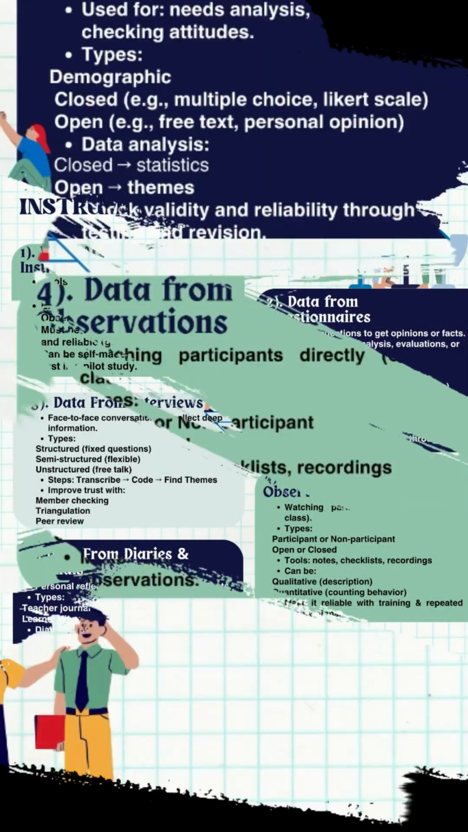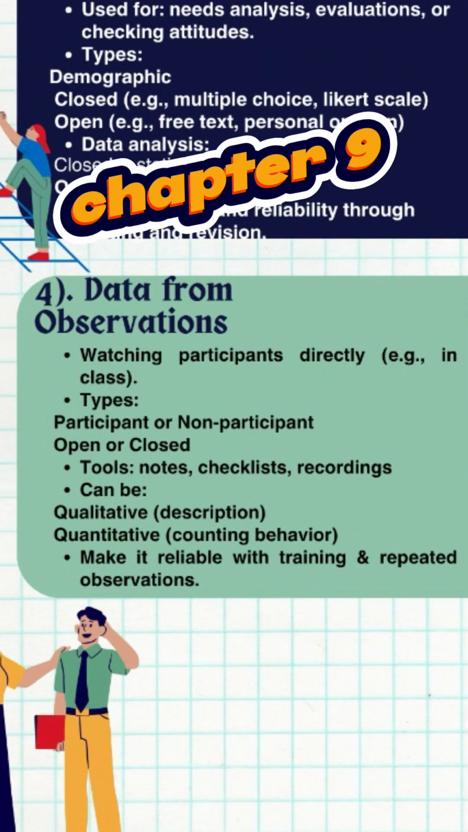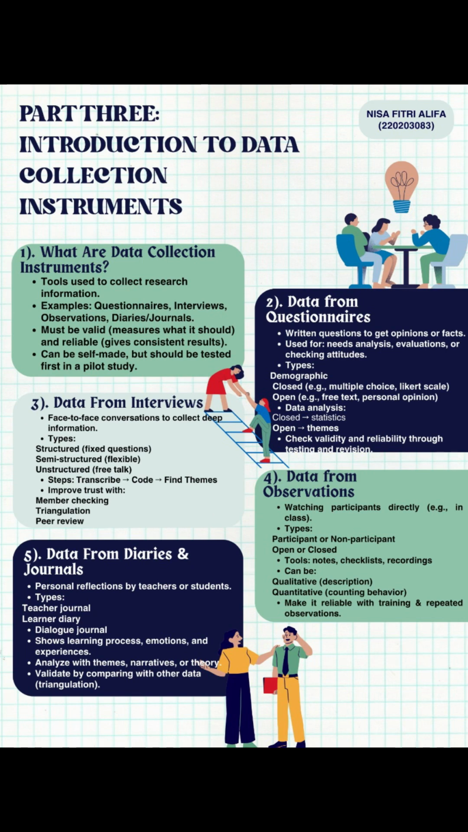Next is chapter 9, data from observation. Observation is a research method where you collect data by watching people's actions, often in a classroom. It's a way to see what people actually do, not just what they say they do. There are several types. First is participant, where you are involved in the activity, and the second is non-participant, where you are only watching, for example watching in the classroom. The third is open, where you watch without specific categories, and the last is closed, where you follow a checklist or guide.